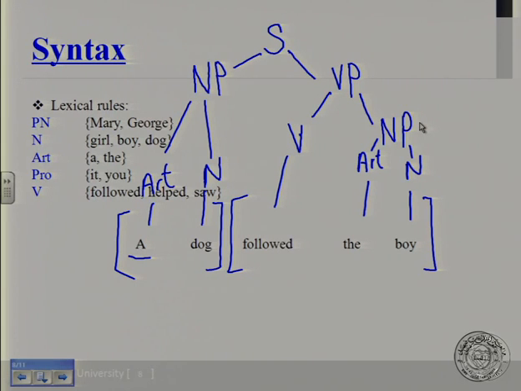A dog followed the boy. I repeat again, this is a sentence. It has two parts. The noun phrase, which consists of an article, the first constituent, that is a, and the second part of the noun phrase is the noun, which is considered the second constituent, dog. The second part of the sentence is a verb phrase. This verb phrase consists of a verb, the main part of the verb phrase, and the second part here is the boy. The boy is divided into an article, the, and a noun, boy.